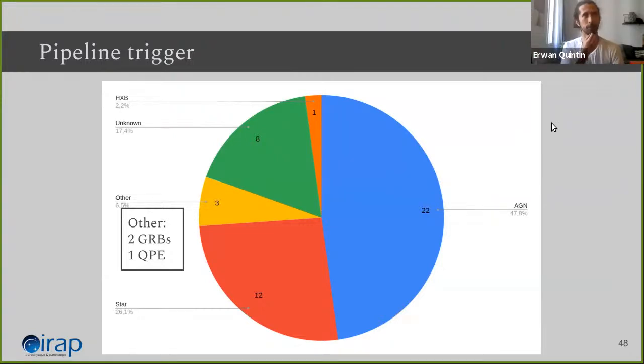I don't know the precise number. I know that a lot of sources are common between XMM-Newton and Chandra. Off the top of my head, I would say about half of the XMM-Newton sources have Chandra counterparts, but I don't know the precise overlap fraction.